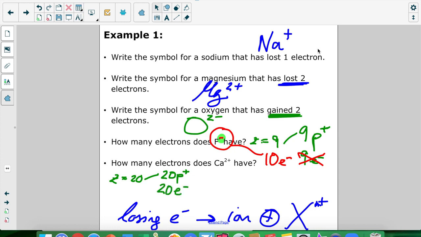But here we see how this calcium is not neutral. It has a charge of plus 2. So what does a charge of plus 2 mean? It means that calcium in this case lost 2 electrons. So the overall number of electrons that this calcium 2 plus has is not going to be 20. It's going to be 2 electrons less than what the neutral calcium would be. So the answer would be 18 electrons.